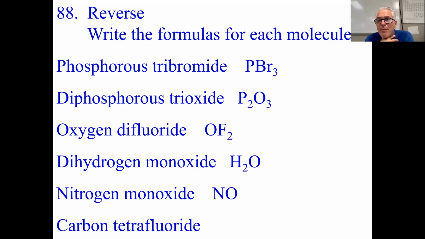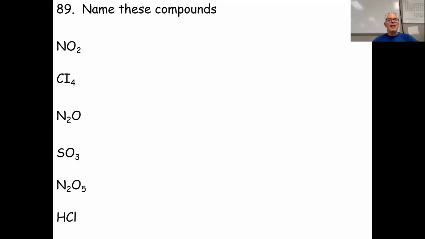Carbon tetrafluoride. How many carbons? Just 1. So write capital C for carbon. 4 Fs. Bada bing. You guys are professionals at this. We got a little bit more to go. What do we get up to? 96? We're making a lot of progress. Name these compounds. I'll be quiet for a minute.